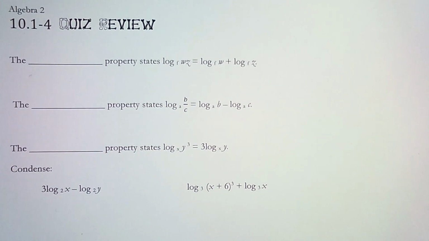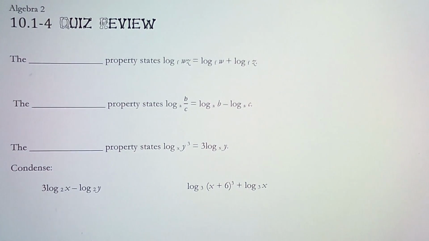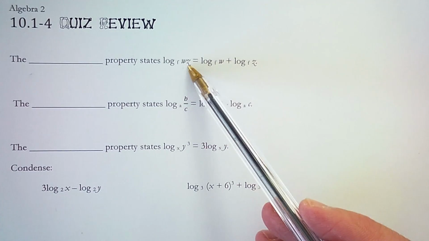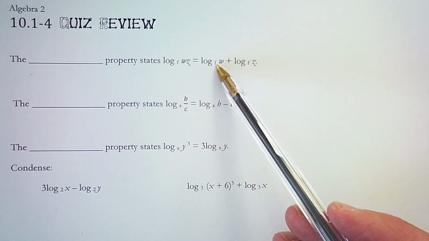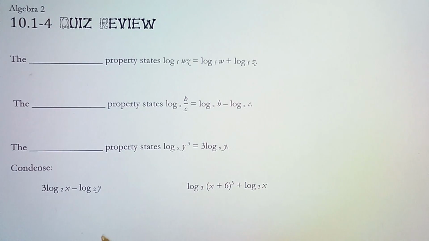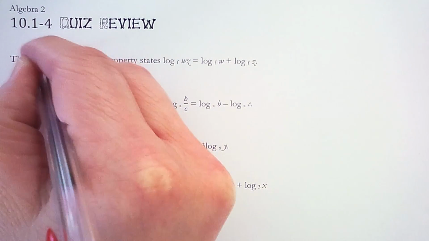Hey everybody, today we are going to practice condensing and expanding logarithmic expressions, and we're going to do that using three properties. One of them states that log base f of w times z is the same as log base f of w plus log base f of z. That property is called the product property.